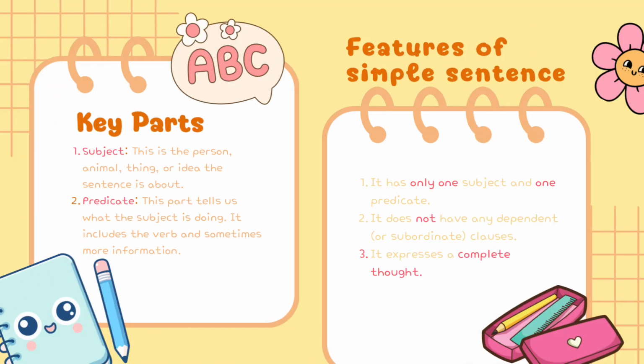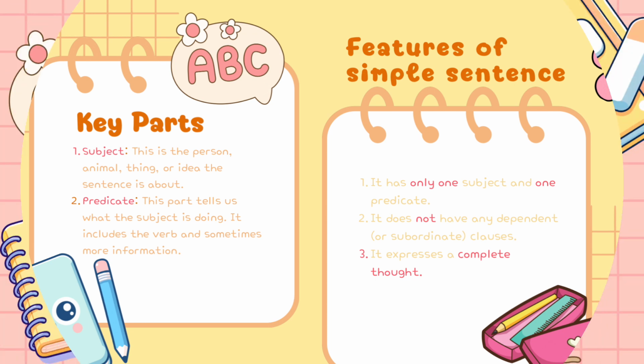Key parts. 1. Subject. This is the person, animal, thing, or idea the sentence is about. 2. Predicate. This part tells us what the subject is doing. It includes the verb and sometimes more information. Features of simple sentence. 1. It has only one subject and one predicate. 2. It does not have any dependent or subordinate clauses. 3. It expresses a complete thought.